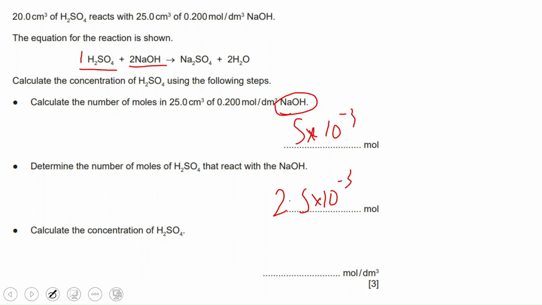So calculate the concentration of that. So we know the moles. We know the volume, so we need to find the concentration. So moles we are given, divide that by the volume, in decimeters cubed. So again, 20 divided by 1000. And this is going to give us 0.125 moles per decimeter cubed.